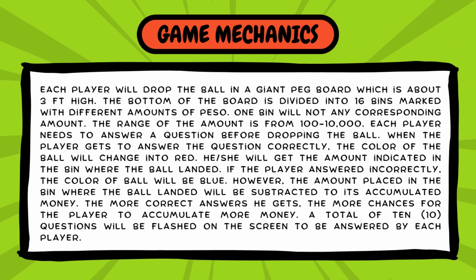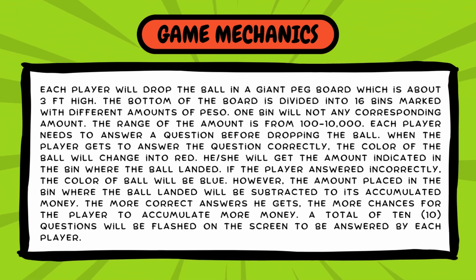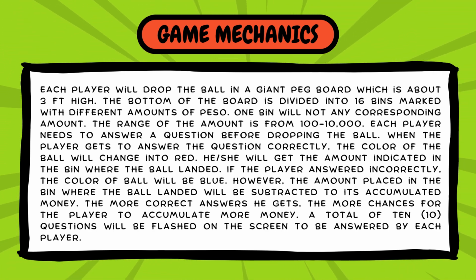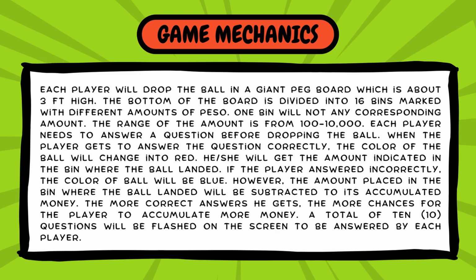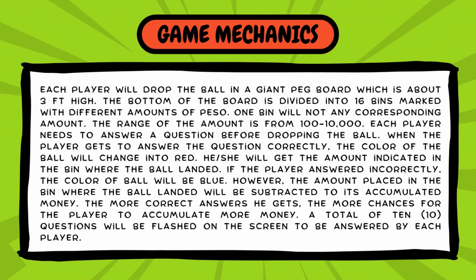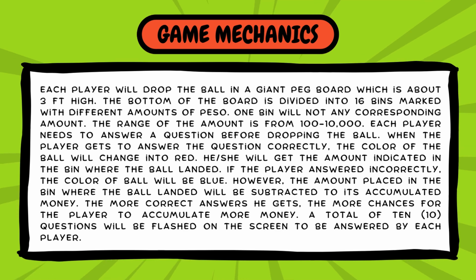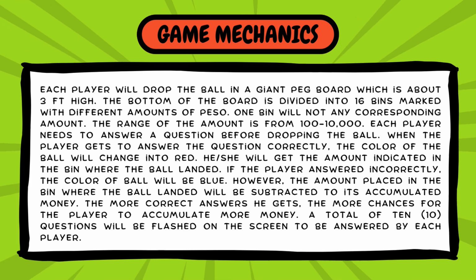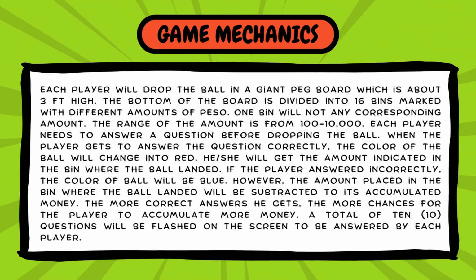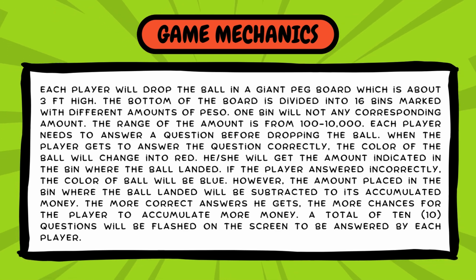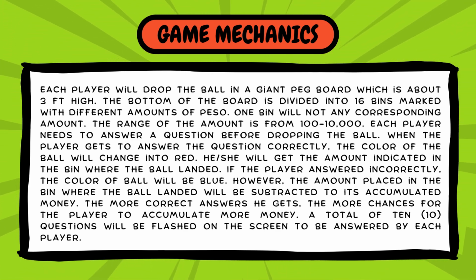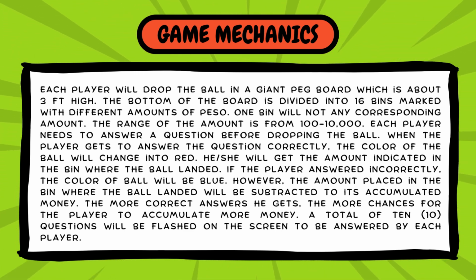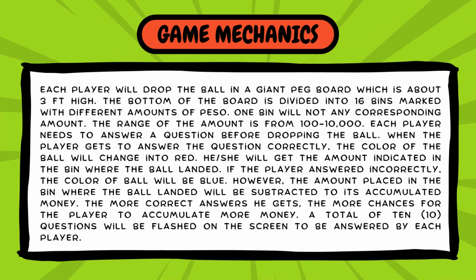When the player answers the question correctly, the color of the ball will change into red. She will get the amount indicated in the bin where the ball landed. If the player answers incorrectly, the color of the ball will be blue. However, the amount placed in the bin where the ball landed will be subtracted from the accumulated money. The more correct answers he gets, the more chances for the player to accumulate more money. A total of 10 questions will be flashed on the screen to be answered by each player.